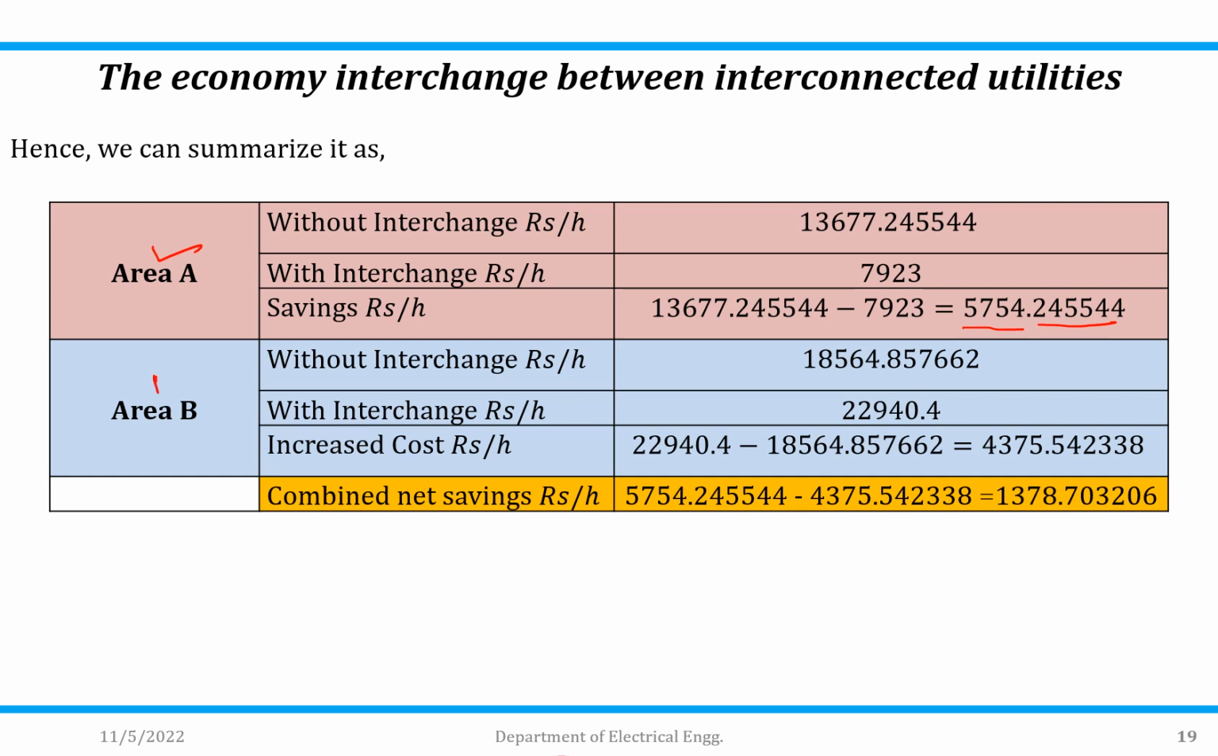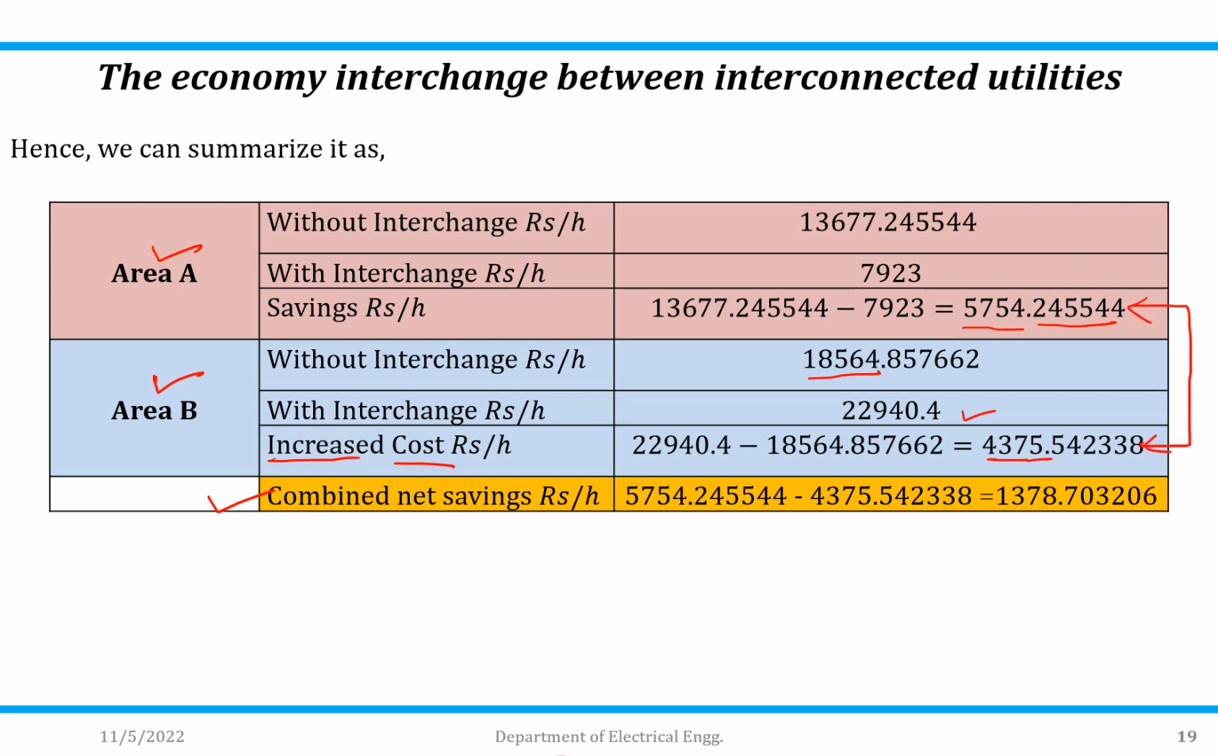But on the other hand, for area B, without interchange it was 18564 point something, but with interchange it was 22940. So what is the increase in the cost? How can we find it out? If we subtract this 18564 from 22940.4, then we will get this answer as 4375. But remember, this is an increase in the cost. So how will we be able to find the combined net saving? Just subtract these two parameters.